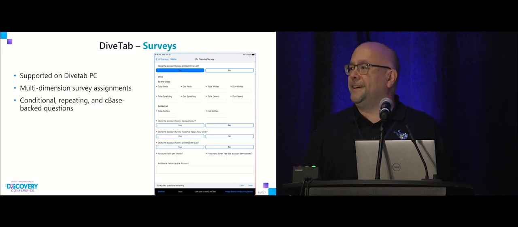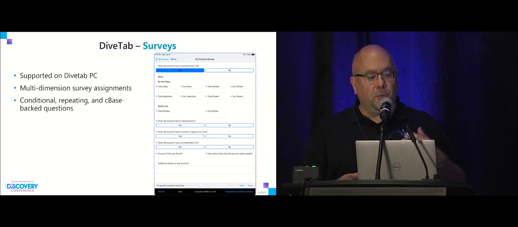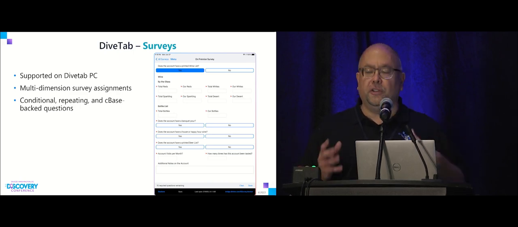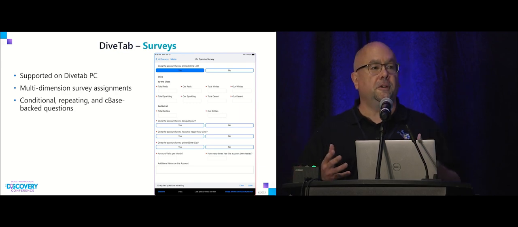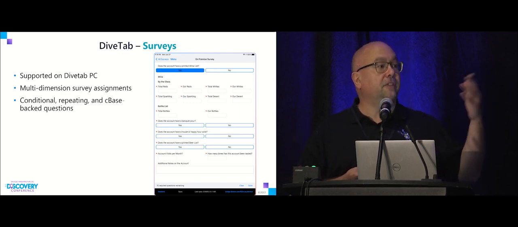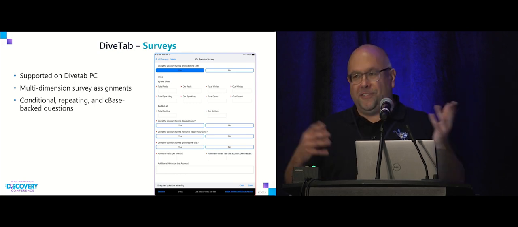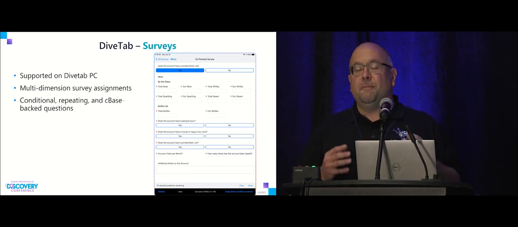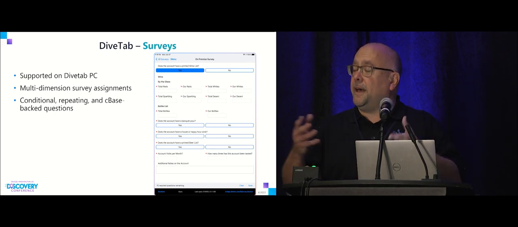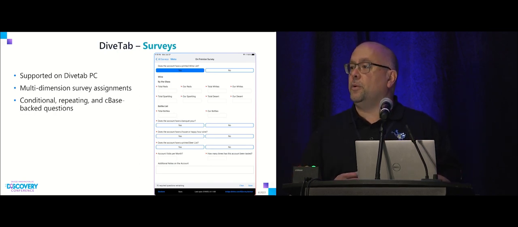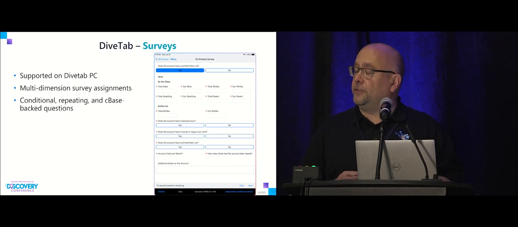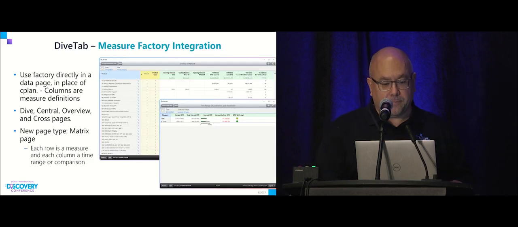All of the normal survey question field types that you would see in a survey if you took online are present, as well as interesting conditional and repeating questions that appear or disappear depending on what answers you pick in other questions. And of course, we're DI, so CBases are integrated with the survey, both for filtering and selecting the possible answers for certain questions, as well as for how assignments are done for particular surveys.